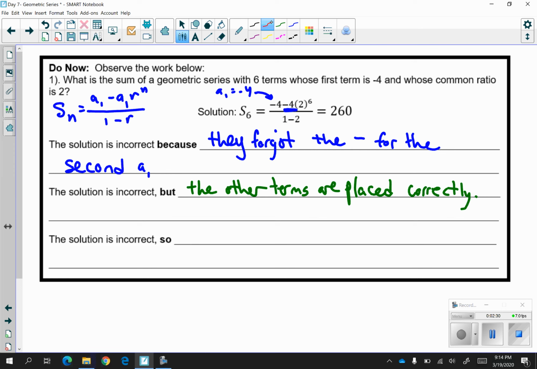Now, the solution is incorrect, so let's actually fix it. So the correct answer is S sub 6 is equal to -4 minus -4 times 2 to the 6th over 1 minus 2, and that should really give you -252. Makes a big difference.